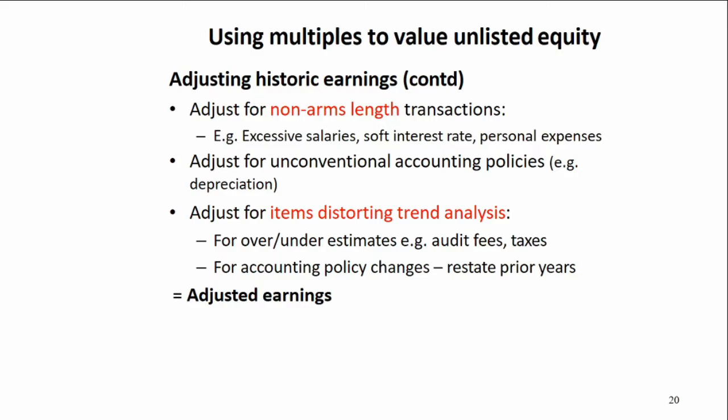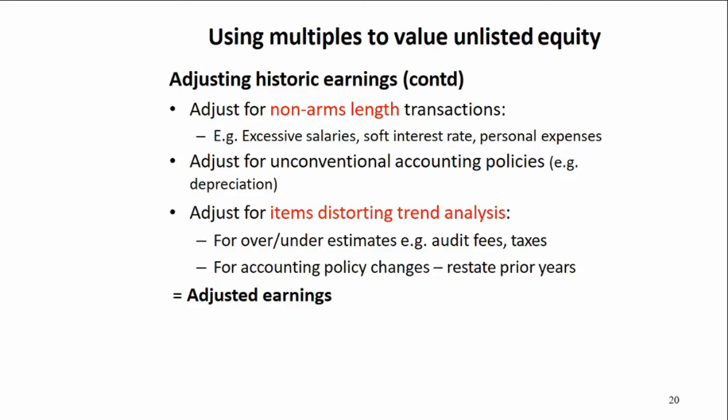We are also going to adjust for unconventional accounting policies. If a company is applying an unconventional accounting policy, for example, with regards to depreciation, then we need to adjust for that, as it would have an impact on our earnings. We also need to adjust for items that are distorting the trend analysis. There could be various over or underestimates like audit fees and taxes that need to be adjusted to reflect what is going to happen in the future.